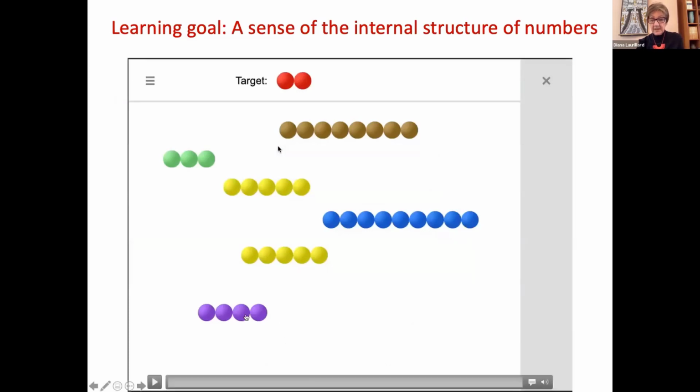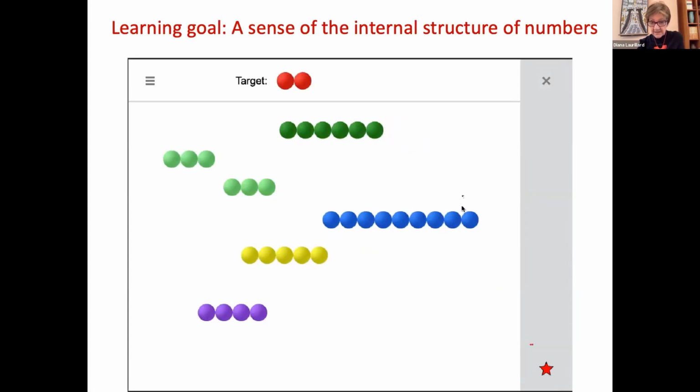Well, the learning goal here is to give learners, either early learners or dyscalculics of any age, that all-important sense of the internal structure of numbers. They have a play area here with sets of beads with different numerosities. And the goal is to try and make that target set at the top, the twos. And they can do this by joining or splitting.